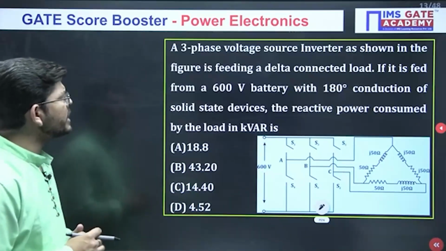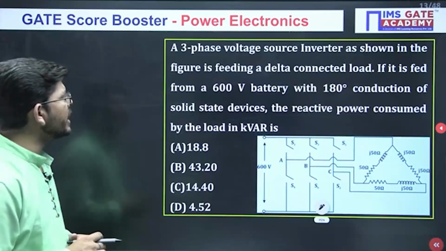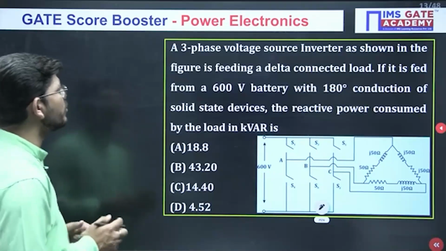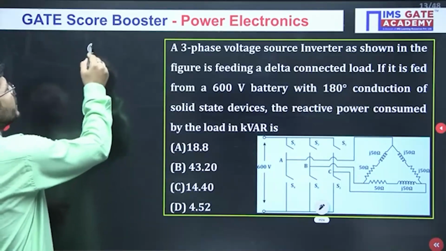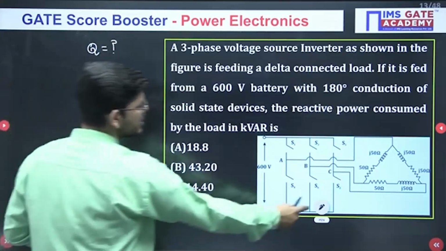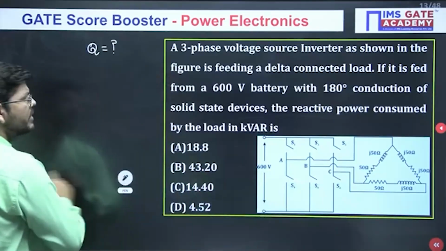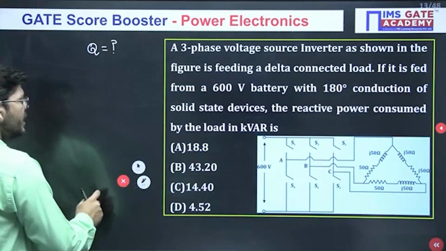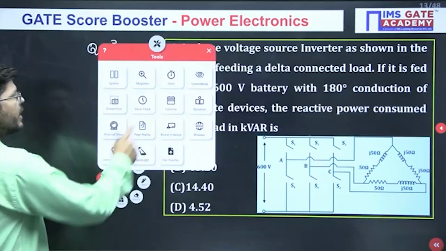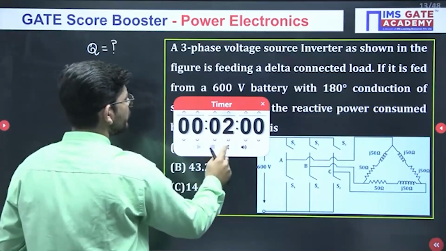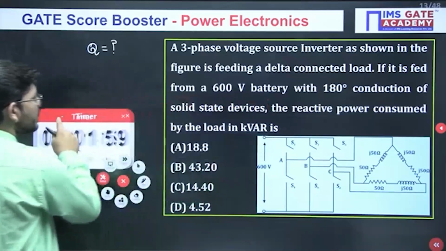It is fed from a 600 volt battery with 180 degree conduction of solid state devices. The reactive power consumed by the load in kVAR will be, you have to find the reactive power consumed. Okay, and your time starts now. The only difference is we have 180 degree conduction mode only, and in that the load is given in delta. Okay, so I told you what you have to do if the load is in delta.